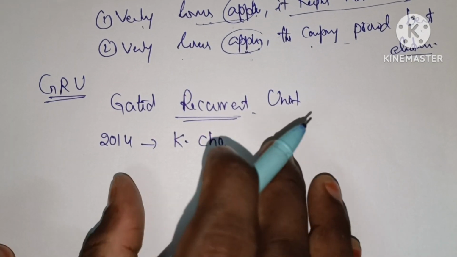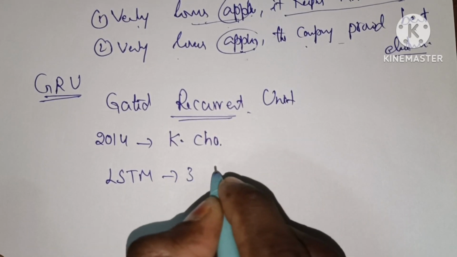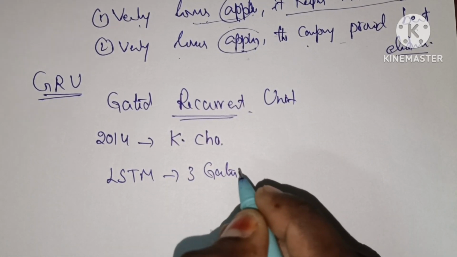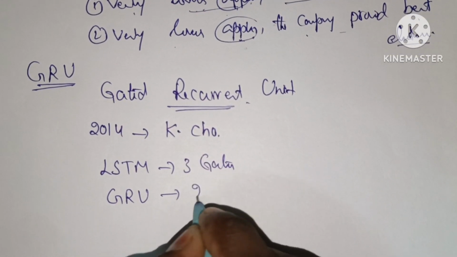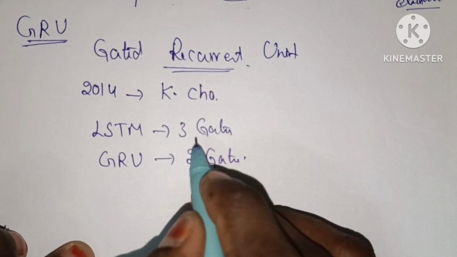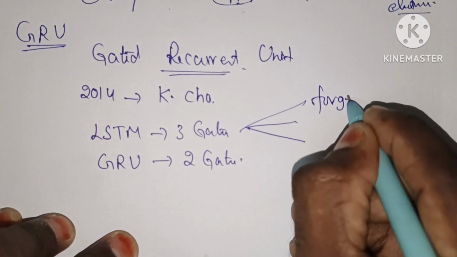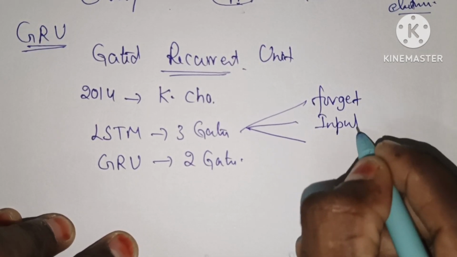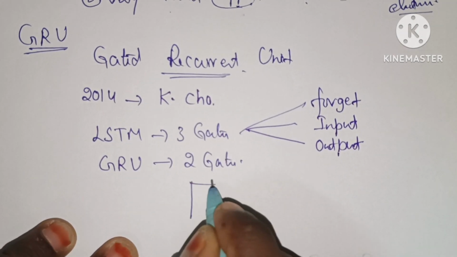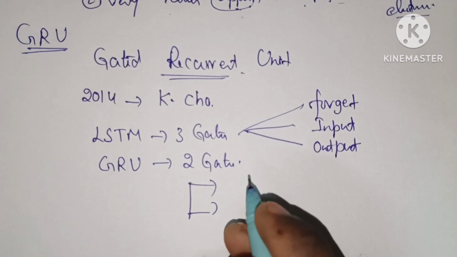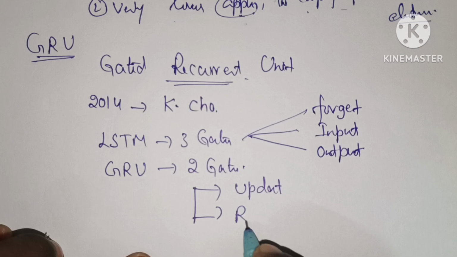Is it clear? It is the same as the LSTM, but LSTM provides three gates, while GRU provides two gates only. What are the gates provided in LSTM? Mainly three gates: the forget gate, input gate, and output gate. But GRU provides two gates: one is the update gate, and the next one is the reset gate.